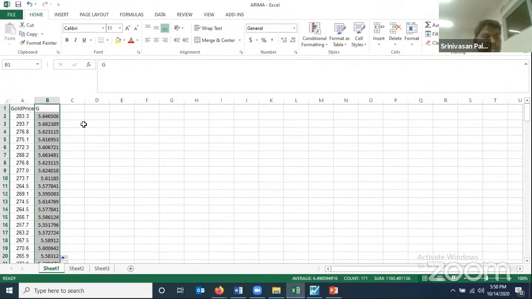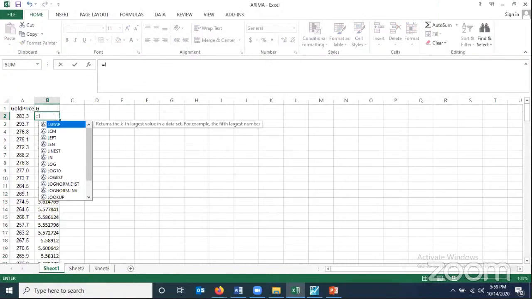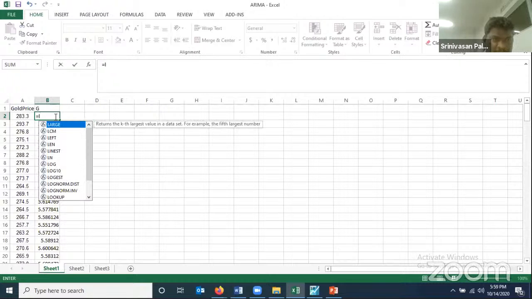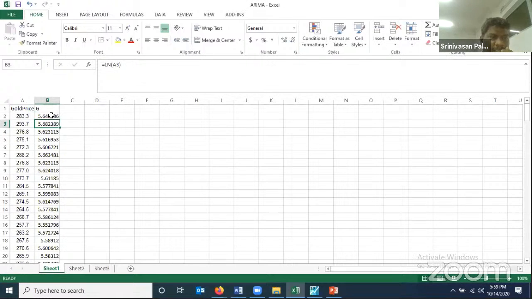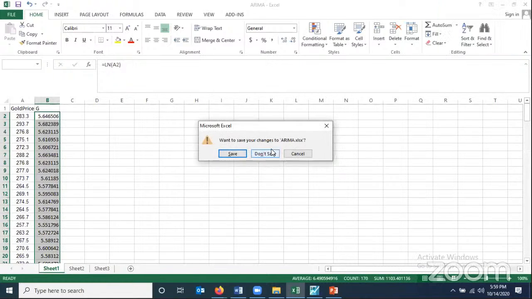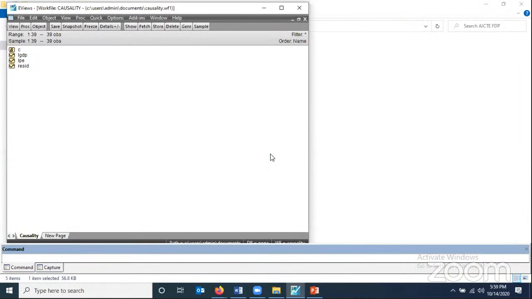Sir, can I repeat again? Equal to ln, open the bracket. ln means natural logarithm. Click the value which you want to convert into log, close the bracket, Enter. Click the cursor on the converted value, then drag or double click, and automatically it will be filled. Okay, sir? Good. Can I proceed now? Beautiful. Okay, now come to the point.